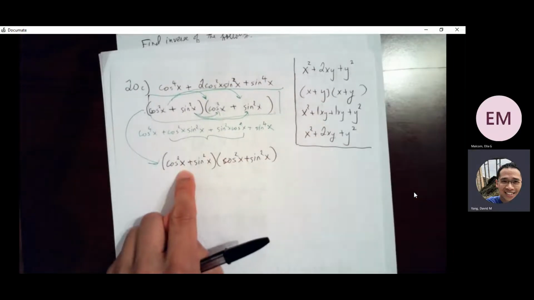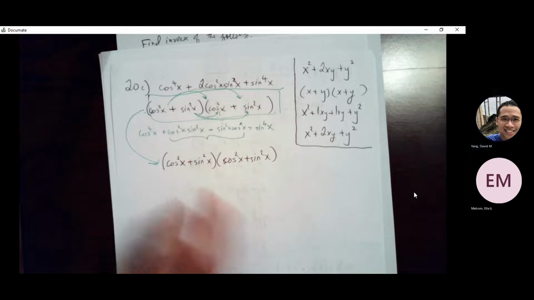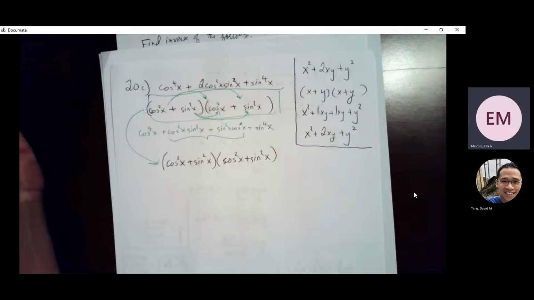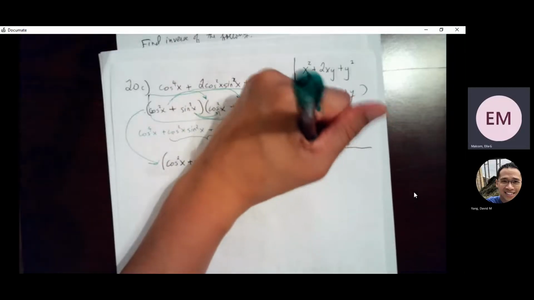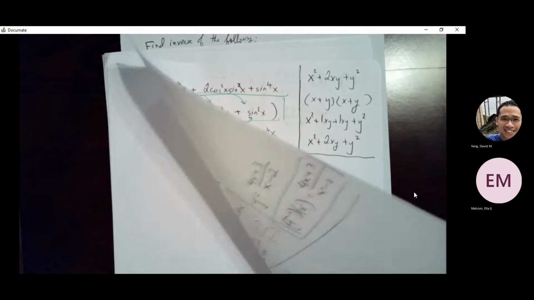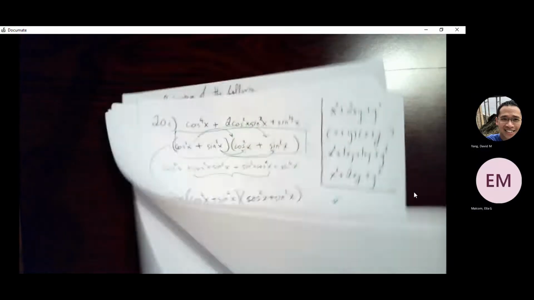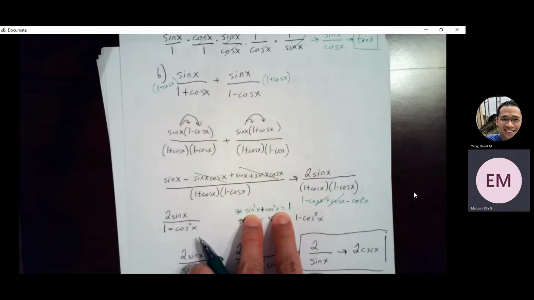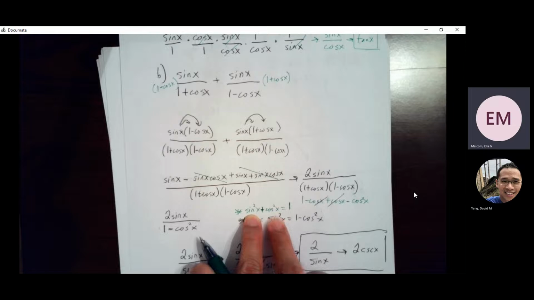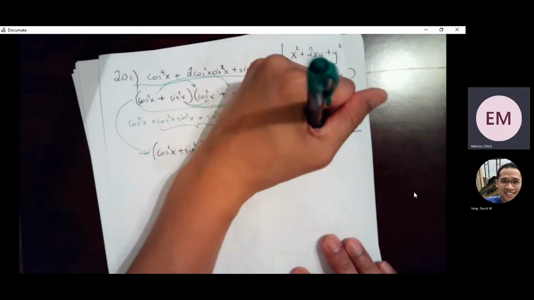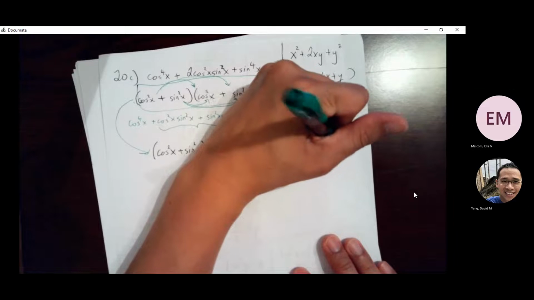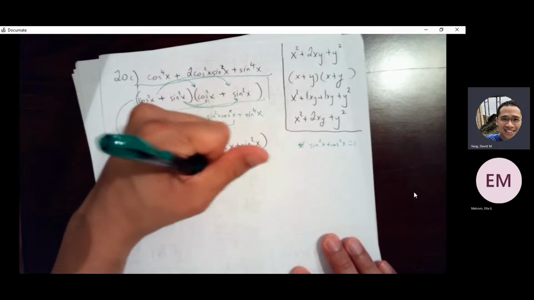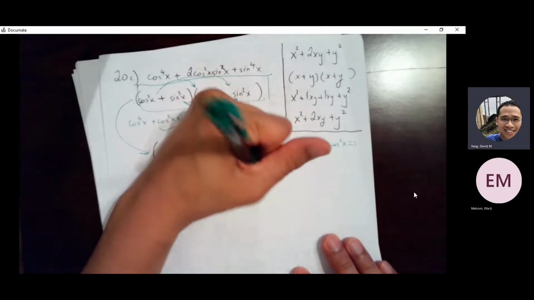Any idea what cosine squared x plus sine squared x is? I do, because I know it's one of the properties, but I can't remember what it equals. Yeah, this one equals 1. So that'll be 1 times 1. So 1. So this becomes 1. This becomes 1. 1 times 1 equals 1.